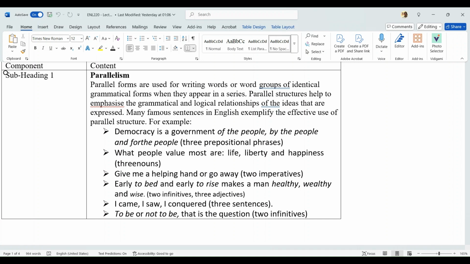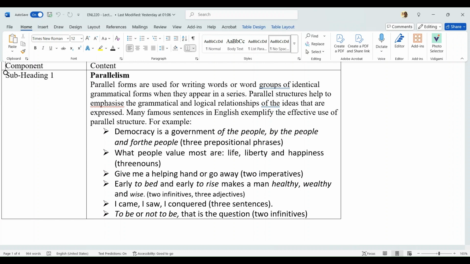When we talk about parallelism, what kind of sentences are we talking about? We are talking about parallel forms. They have a group of words that are identical in grammatical form in their structure when they appear in a series. You can have parallel words, parallel phrases, and parallel clauses. So what do parallel structures actually do? They help us emphasize the grammatical and logical relationship of the ideas that are expressed.